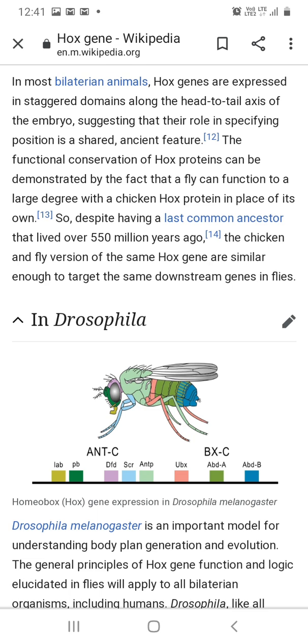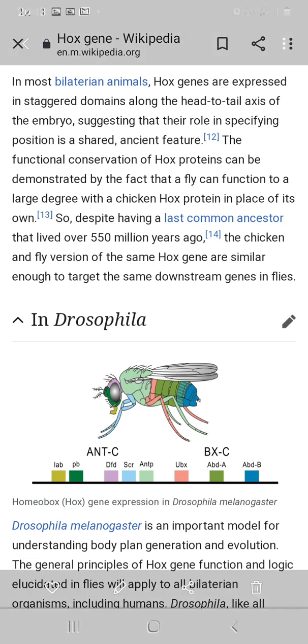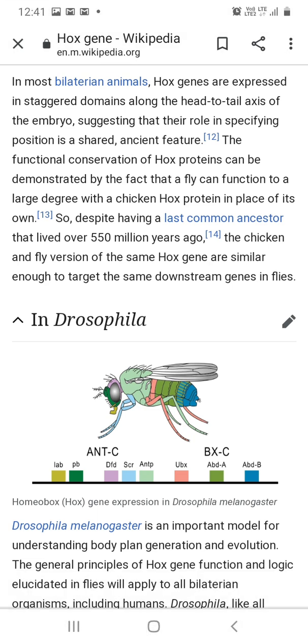Mice and humans have been widely studied mammals. So mice and humans have clusters of homeobox containing genes. So the homeobox containing gene is called the homeobox sequence gene.